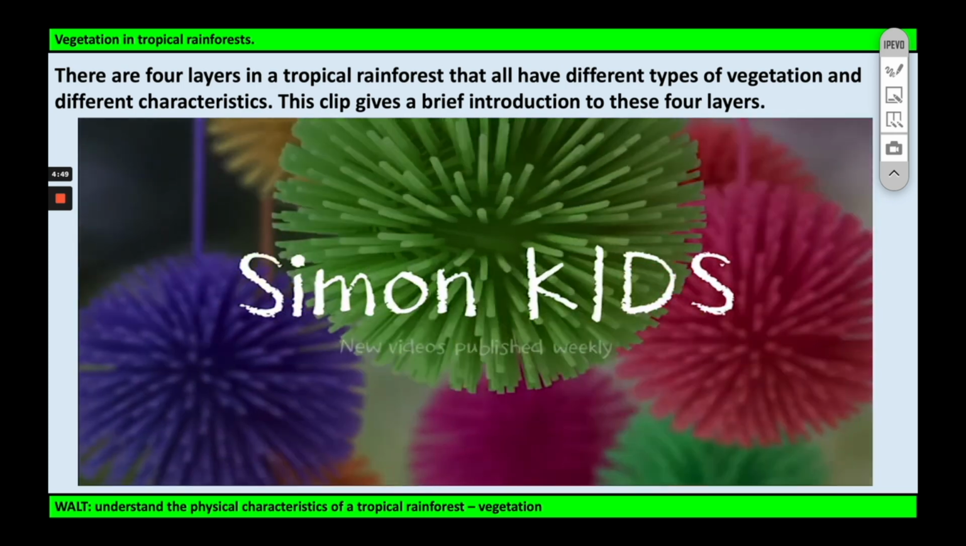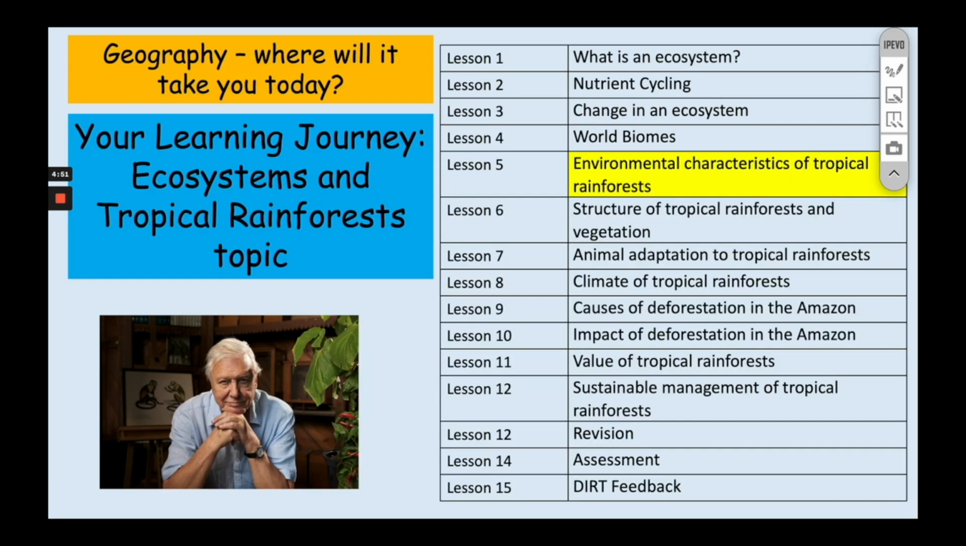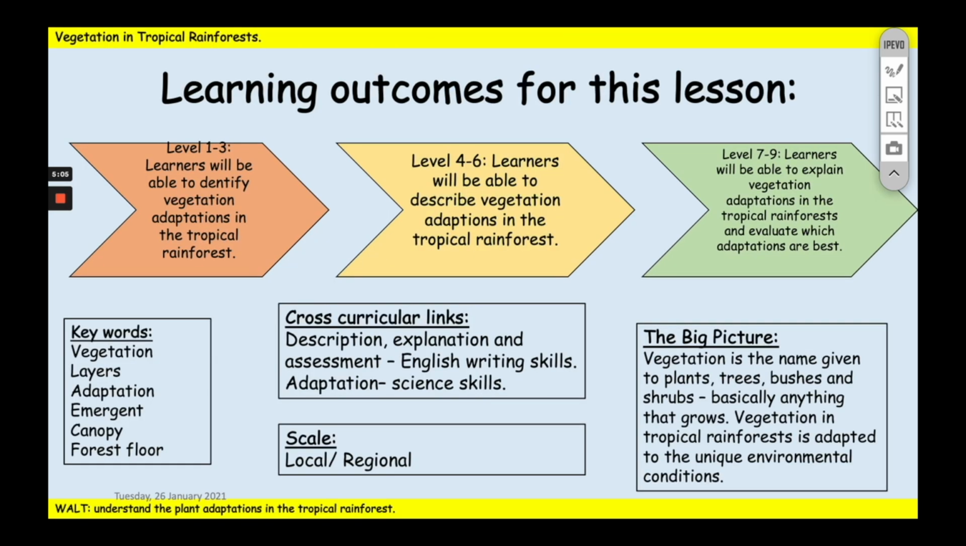Okay, so that was an overview of the 4 different layers of the tropical rainforest. So in terms of your tropical rainforest and ecosystems unit, this is the second lesson on tropical rainforests. We've looked at the environmental characteristics. Now we're looking at the structure and the different characteristics of the vegetation.